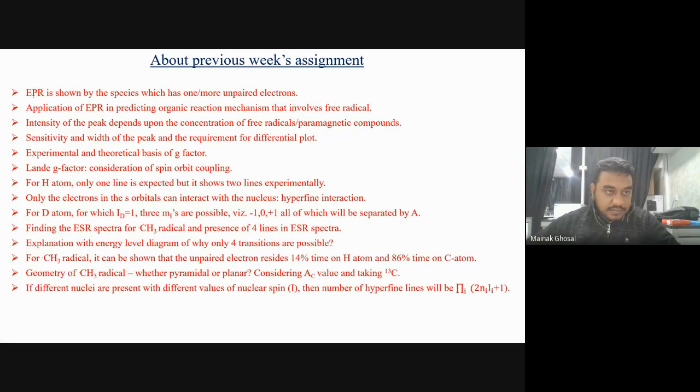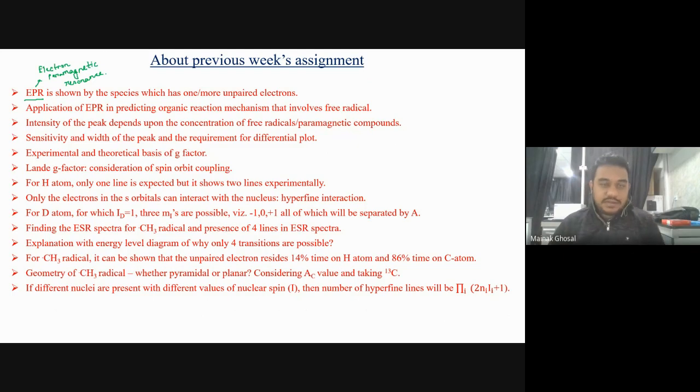So EPR, I have discussed about EPR. What is EPR? What does it stand for? It stands for electron paramagnetic resonance.